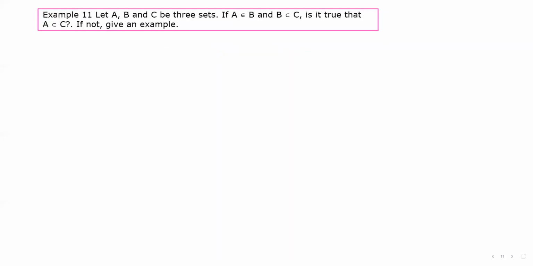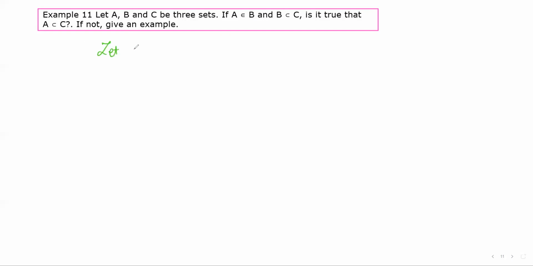Next, A, B, and C are three sets. A belongs to B. That means A is an element of B, and B is a subset of C. All the elements of B are present in C. Is it true that A is a subset of C? If not, give an example. To understand this kind of question, we'll solve it with the help of an example.